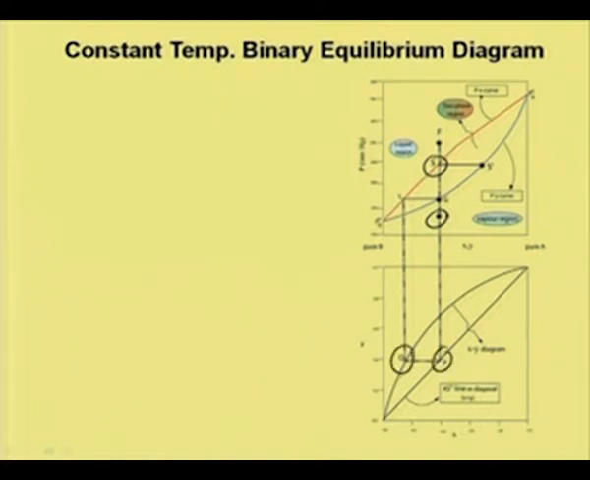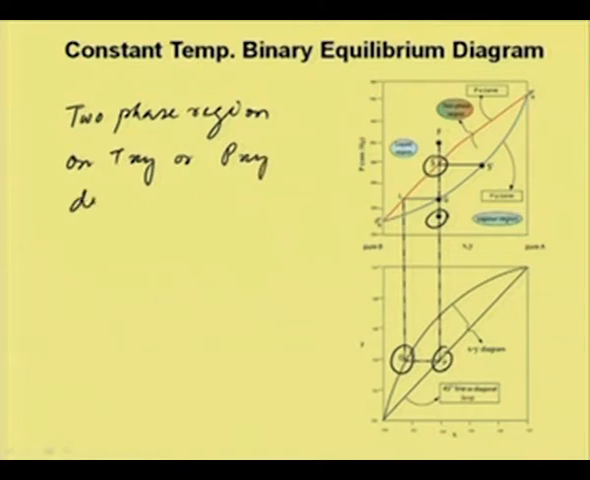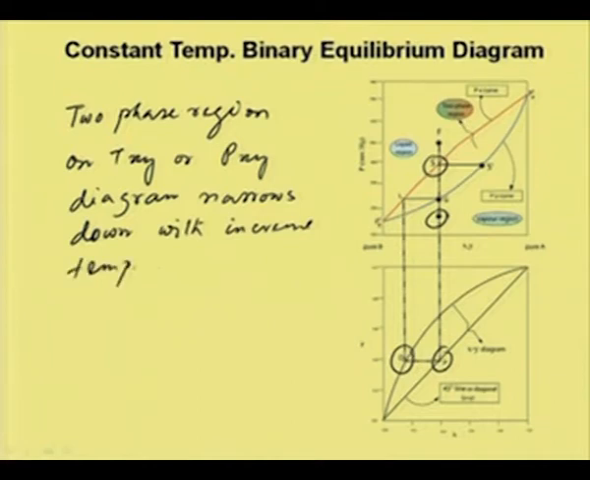This is the equilibrium composition on the XY diagram. The two-phase region on the Txy or Pxy diagram narrows down with increase in temperature and pressure, and disappears at the critical point.